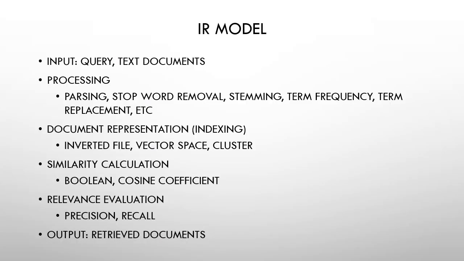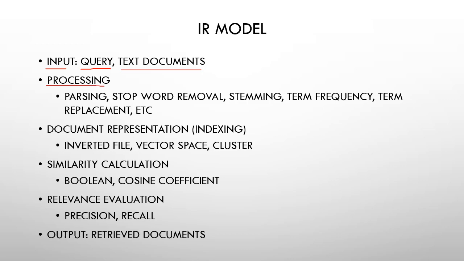Now we could look at a little bit more detail of the processing on the previous slide. So the input could be the query that we give to the machine, like the Google search engine. It could be a document, in the case of, for example, we have a document and we would like to know if this document is similar to other documents. This one is an example of plagiarism detection.